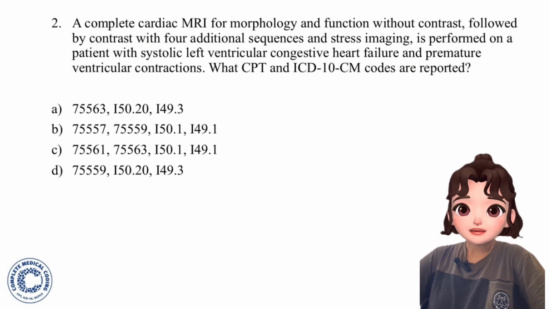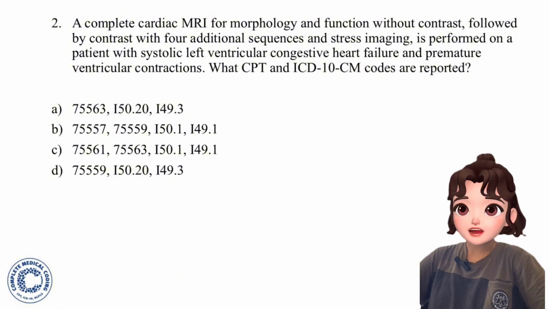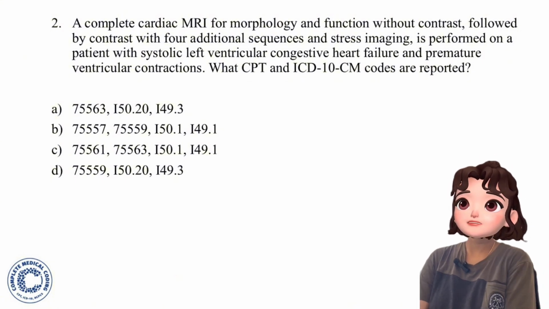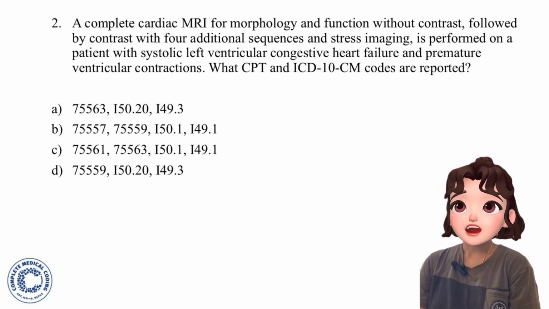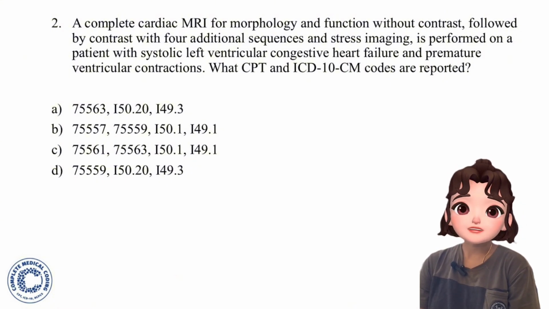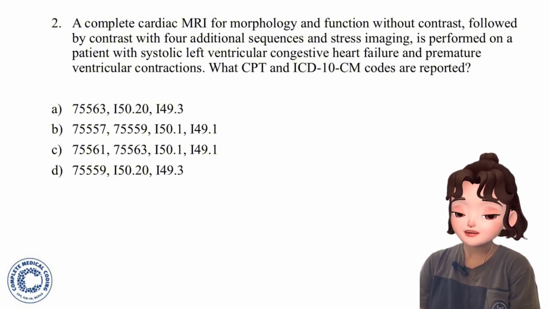Now moving to the second question. A complete cardiac MRI for morphology and function without contrast, followed by contrast with 4 additional sequences and stress imaging, is performed on a patient with systolic left ventricular congestive heart failure and premature ventricular contractions. What CPT and ICD-10 codes are reported? This question looks simple, but you have to mark the correct ICD code and CPT.